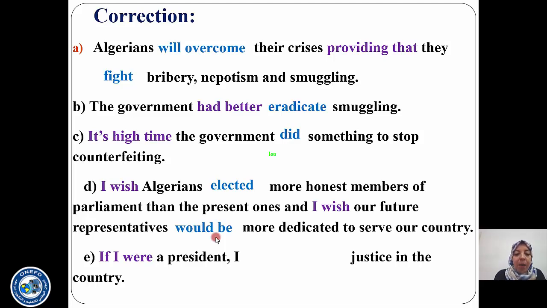The last sentence, if I were a president, what type is this? If you have a good memory, yes, this is type 2. If plus the verb in the past simple. So what should be the tense here? Conditional present or conditional simple. I would promote justice in the country.